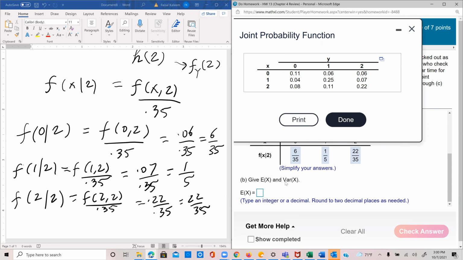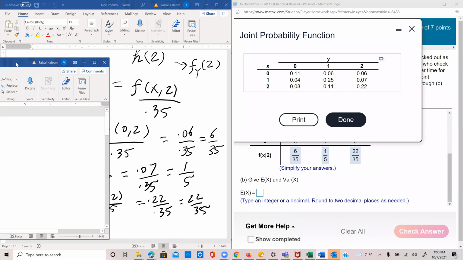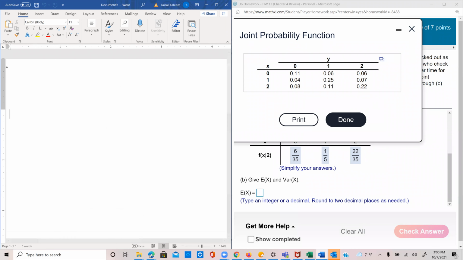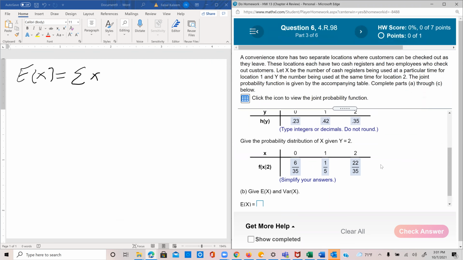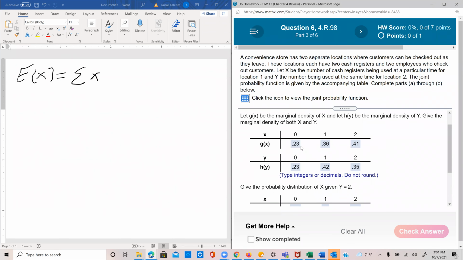Find expected value of x and variance of x. So let's open a new file. So E of x would be the summation of x times, and what are they calling it? G of x. Basically, it's a summation of x times the marginal distribution of x.